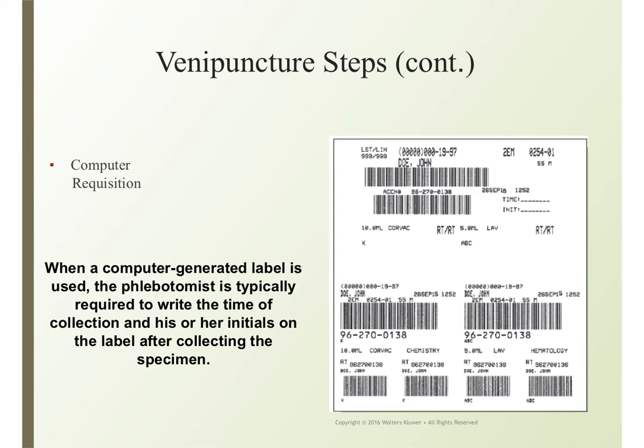This is what a computer generated label looks like. So these are the barcode labels that typically go on the tubes. We're going to talk more about what goes on a tube.